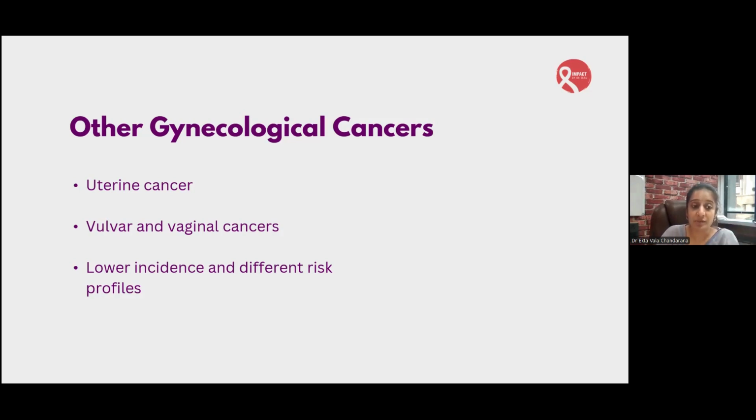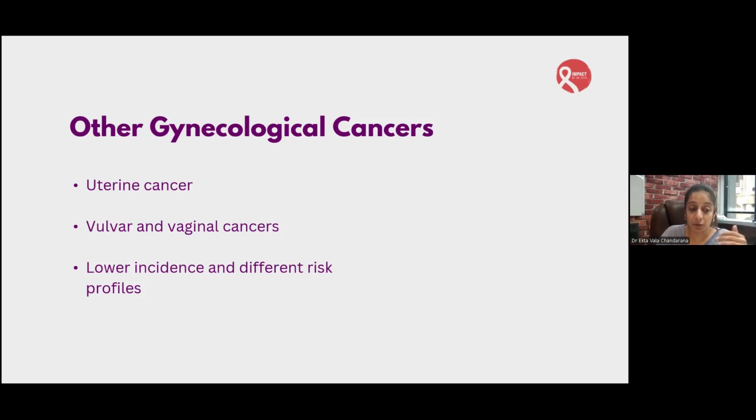If we talk of other cancers like uterine cancer, the major symptom is post-menopausal bleeding. So any post-menopausal bleeding should not be ignored. We have to look for uterine cancer. It is the third most common cancer. We do not have any screening test so far for uterine cancer.